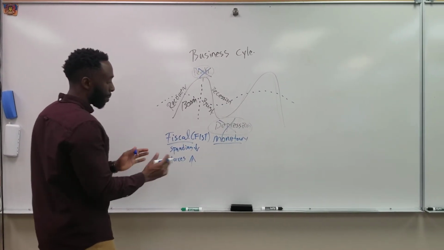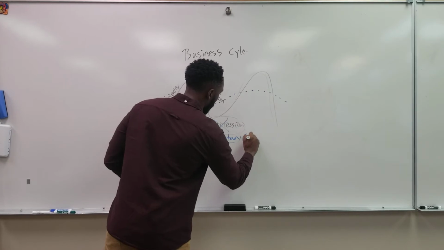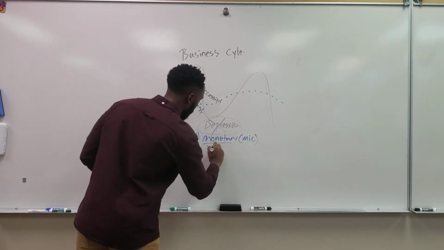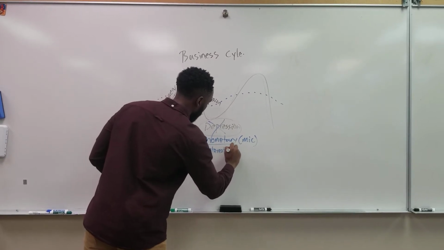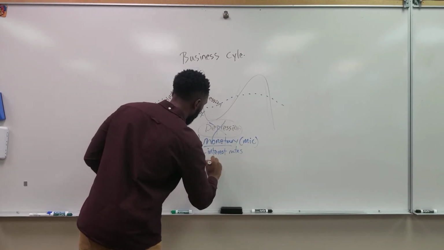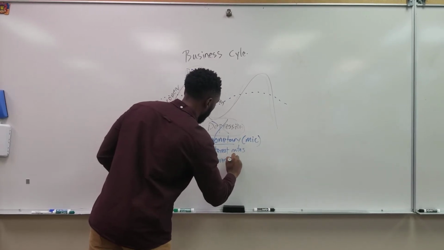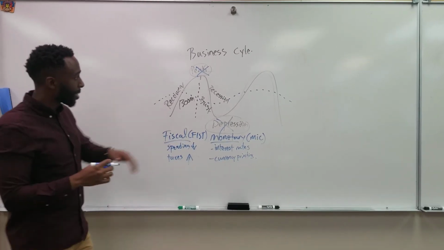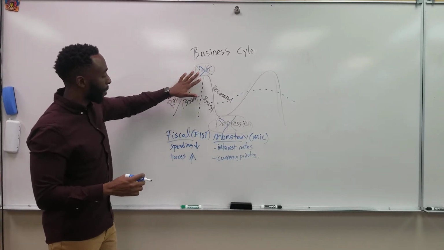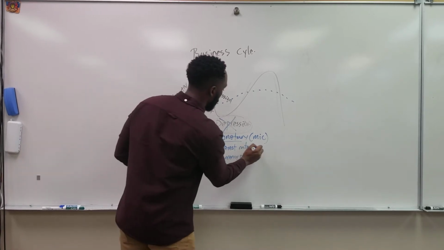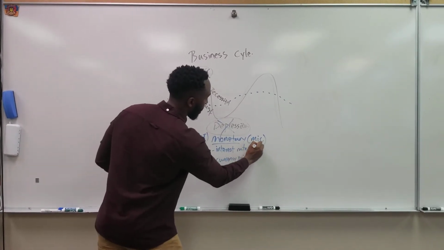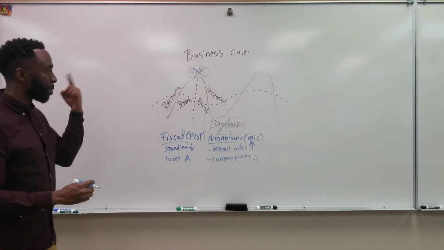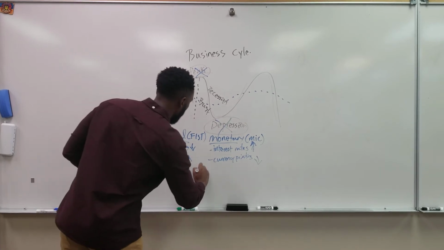Monetary policy is made up of two parts. Think of MIC: the two parts are interest rates and currency printing. Once again, we want to avoid the peak because the peak has maximum inflation. So we increase interest rates so people are not as likely to take out loans, and we decrease currency printing so there's not as much money circulating. This is what happens during the boom phase.